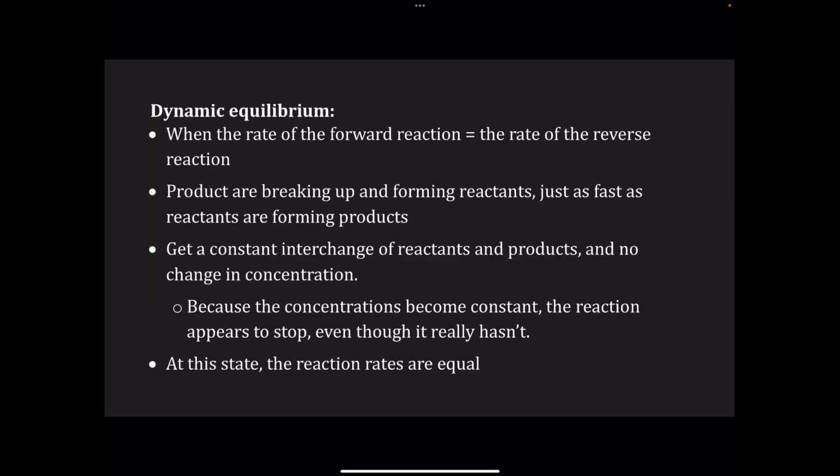So a dynamic equilibrium occurs when the rate of the forward reaction or process equals the rate of the reverse reaction or process. So in the case of a chemical reaction, products are breaking up and forming reactants just as fast as reactants are forming products. We get a constant interchange of reactants and products and no change in our concentration.